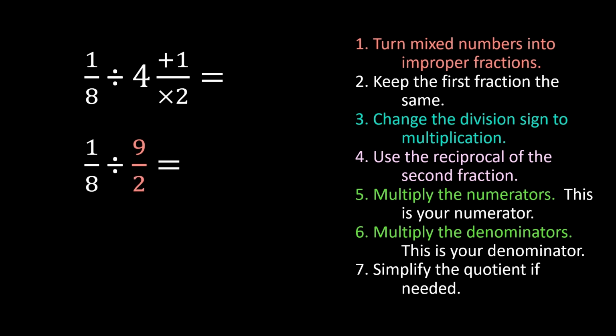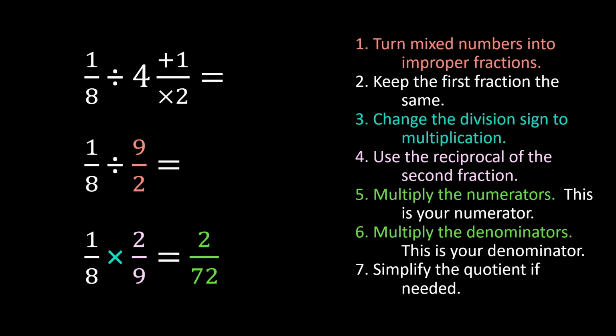Now I need to think about the steps for dividing fractions. My first fraction, no matter what it is, remains the same. So 1/8 will remain 1/8. I'll turn my division sign into multiplication, and I'll multiply by the reciprocal of 9/2, which is 2 over 9. Now I'm ready to multiply my numerators and multiply my denominators. So 1 times 2 is 2, and 8 times 9 is 72. So my quotient is 2 over 72, and my next step is to simplify if needed.